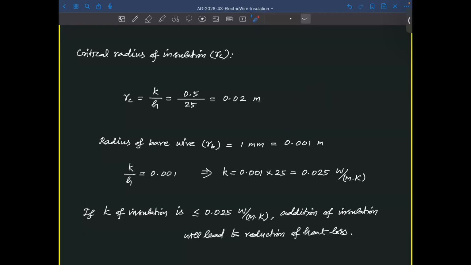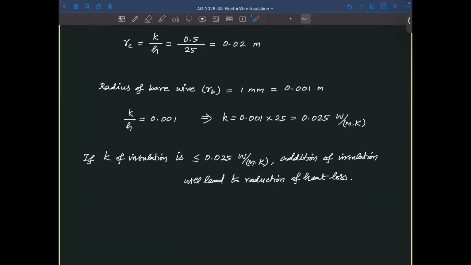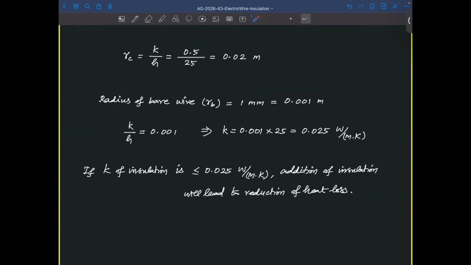But normally for thermal insulation, say in the case of steam pipes, we expect the insulation to reduce the heat loss. So suppose you want to reduce the heat loss, what should be the thermal conductivity of the insulation? The radius of the bare wire is 0.001 meter, so you equate K by H to this value. By that way we can choose this K to be 0.025 watt per meter Kelvin.